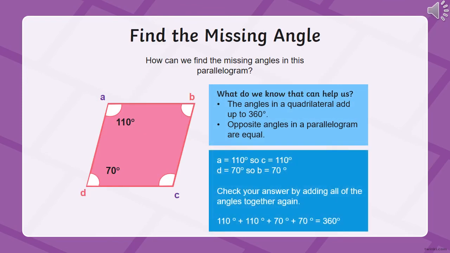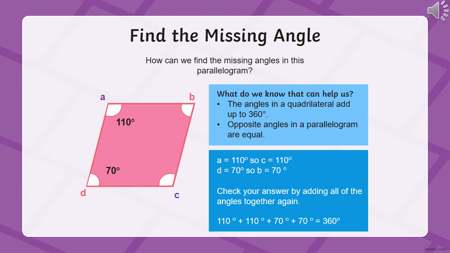So using all of this information, how can we find the missing angle of certain shapes, like a parallelogram? So what do we know that can help us? We know that the angles in a quadrilateral must equal 360. We know that opposite angles in a parallelogram are equal.